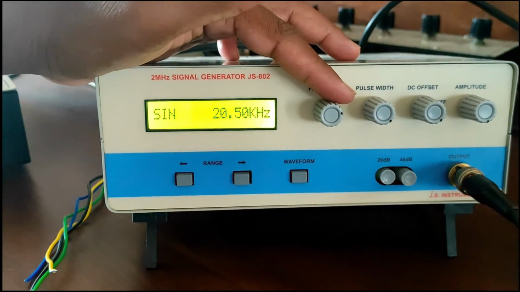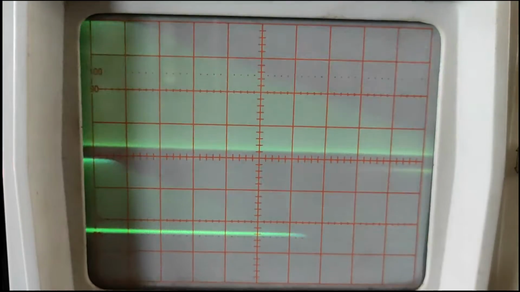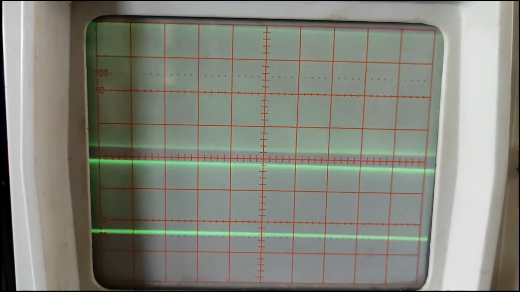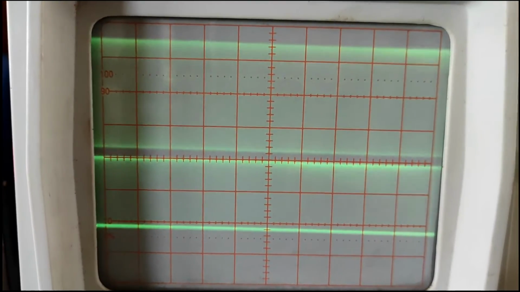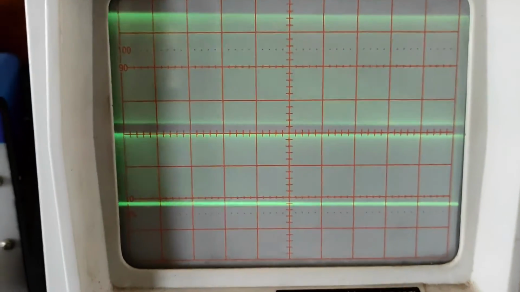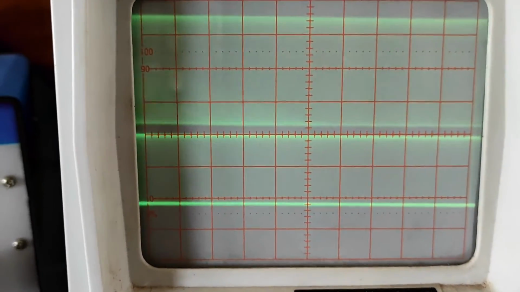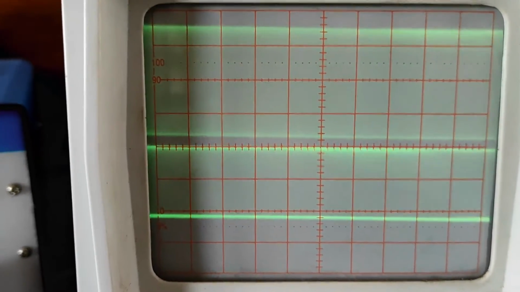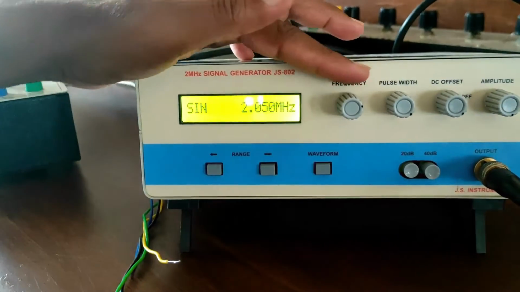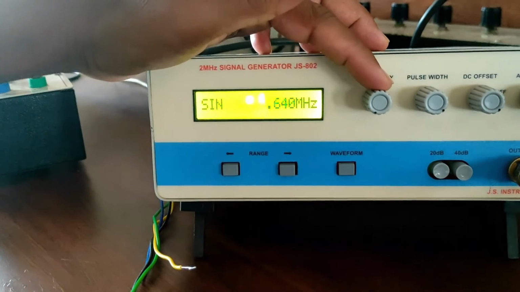Now we have increased the frequency to 20 kilohertz, and this is what we are getting. We have a constant gain now. The gain has increased from its earlier level, and now it has reached its constant level. Now if we increase the frequency further, the gain will reduce.